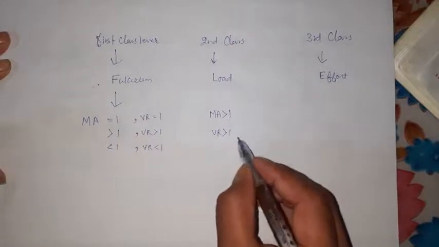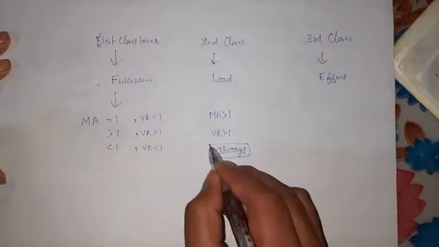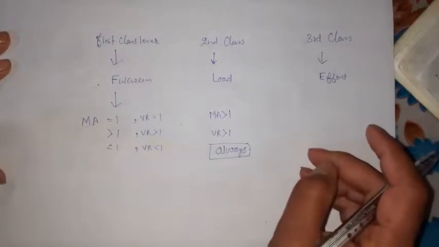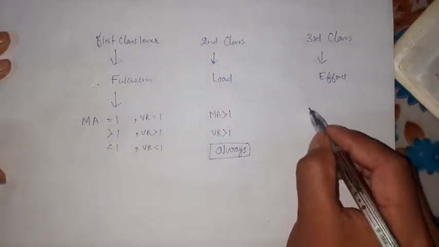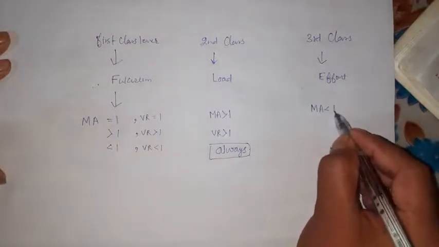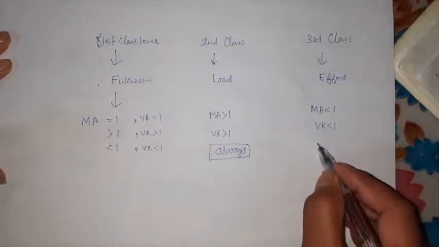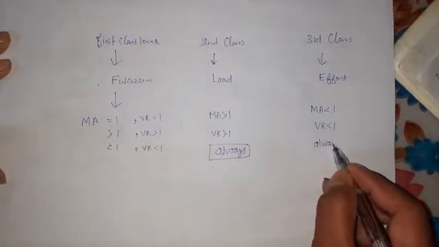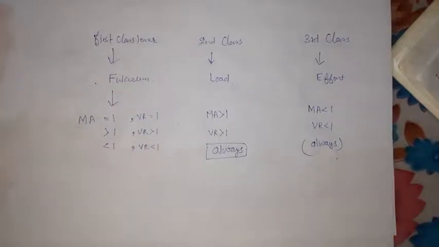Okay, so this is always an important exam question: which class lever always has mechanical advantage greater than 1? For the third class lever, its mechanical advantage is less than 1, and the velocity ratio is also less than 1. Mechanical advantage will always be less than 1, so gain in speed is obtained.